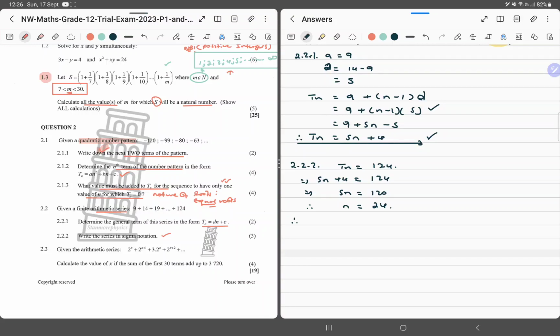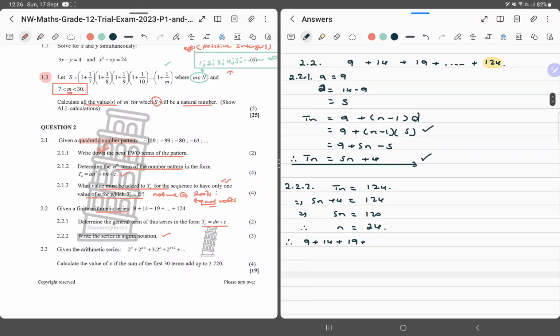So therefore, this means that 9 plus 14 plus 19 plus ... plus 124 is equal to the sigma of 5n plus 4, starting from n equals 1 to n equals 24, right? Because we can see the number of terms is going to be 24, and we've got our general term there and the starting point and the ending point.